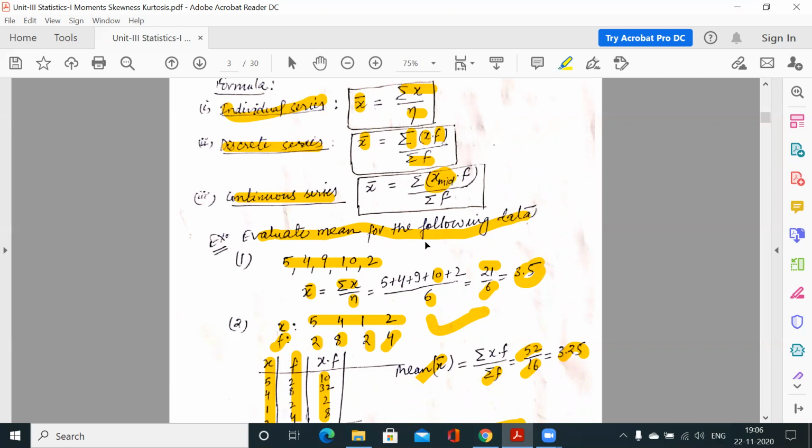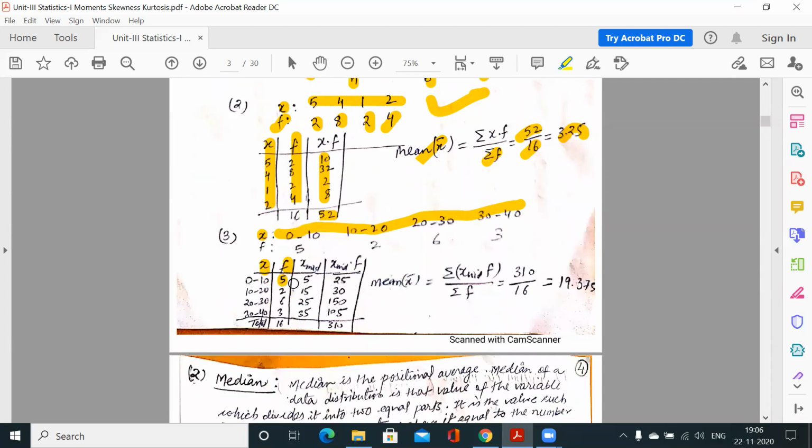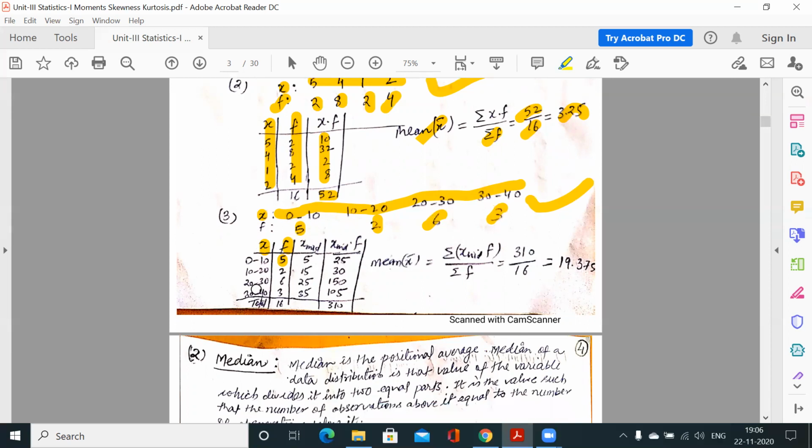Next is the same. So what you have to do, this is x. Now this is a continuous series because the x values are in the form of intervals. So 0 to 10 frequency 5, 10 to 20 frequency is 2, 20 to 30 frequency is 6, 30 to 40 frequency is 3. So write the data in tabular form: 0 to 10, 10 to 20, 20 to 30, 30 to 40, and the corresponding frequencies.